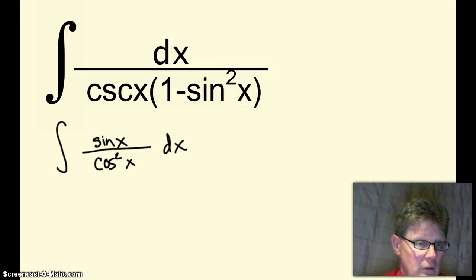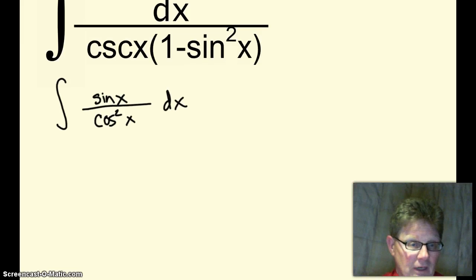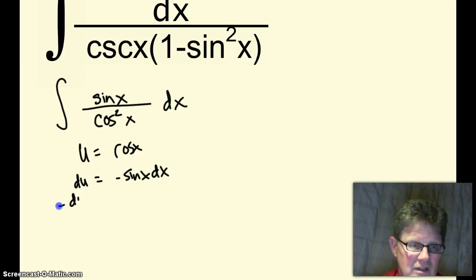Well, I see that the derivative of cosine is sine, so we could possibly use substitution there. So why don't we go ahead and do that, and I'll show you the alternate method that I found in a minute. So u is going to be cosine of x, du equals negative sine x dx. So negative du equals sine x dx. So this could be rewritten as the negative 1 times the integral of 1 over u squared du.